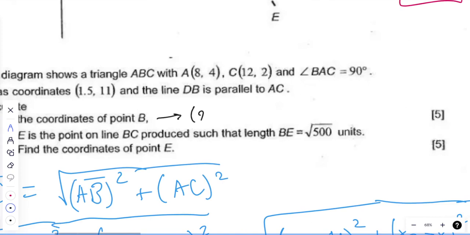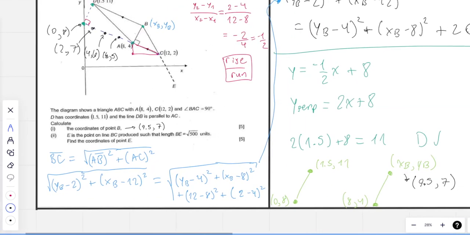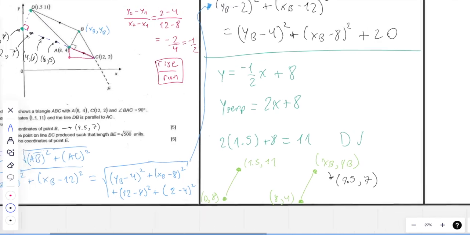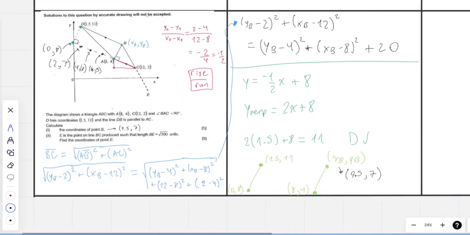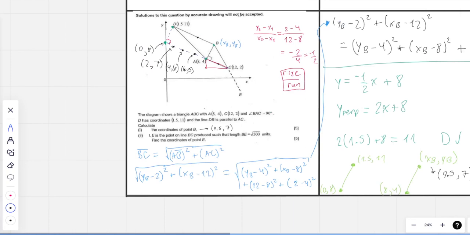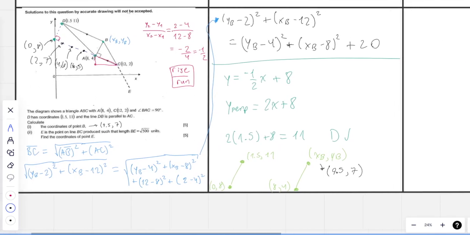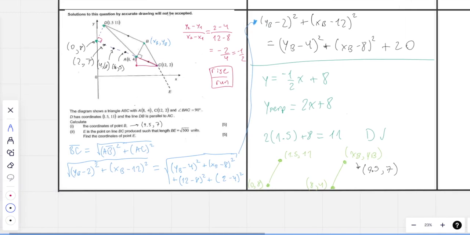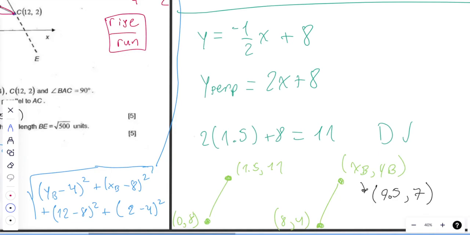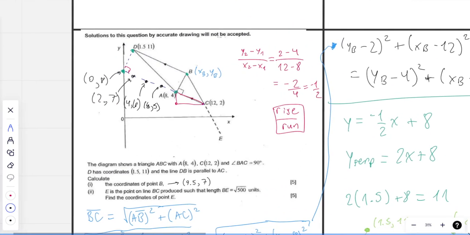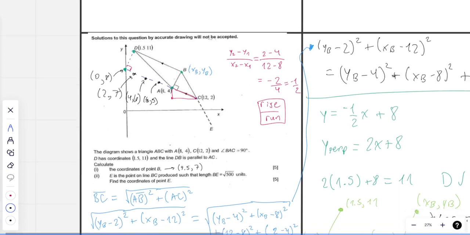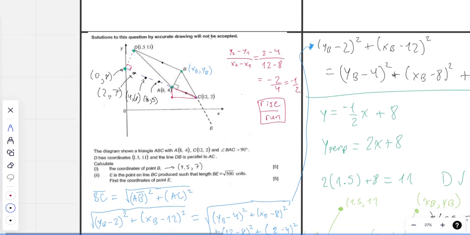I bet you have the answer key, right? Okay, that's a tough one. What do we have to do next? We have to find E, the point on line BC produced such that length BE equals 500 units. Find the coordinates of point E. Yeah, 9.5 comma 7. Come on, tell me that's right. Sure, give me the answer, and I'll see if I can find a mistake.